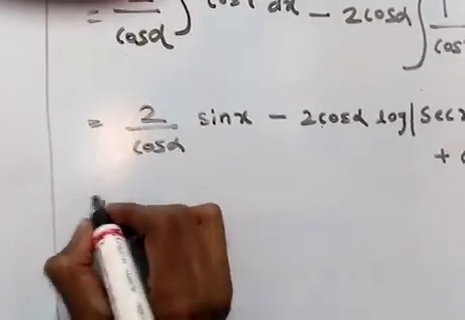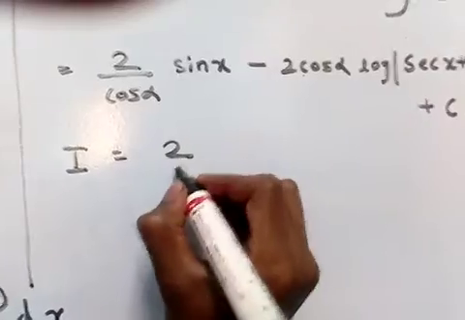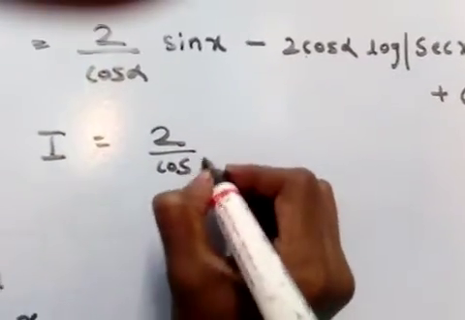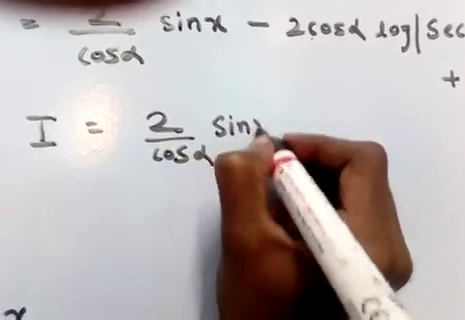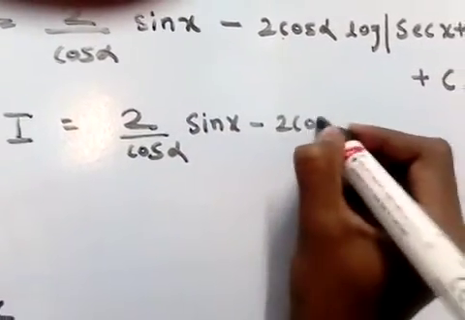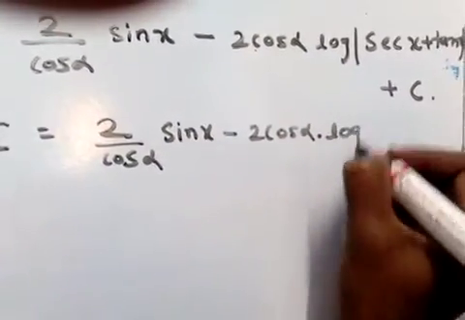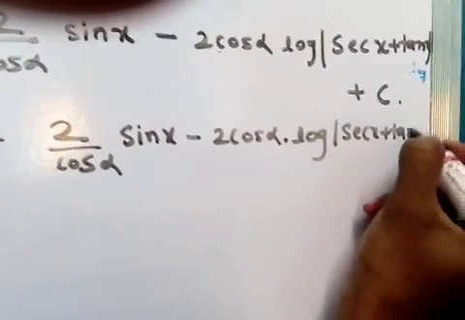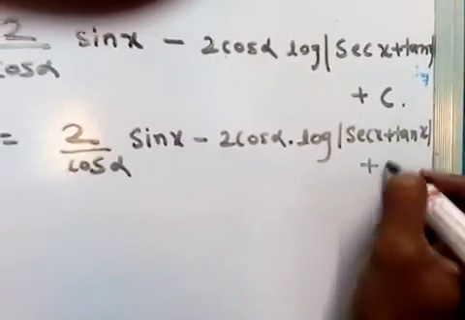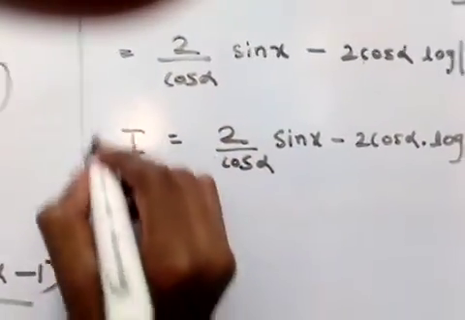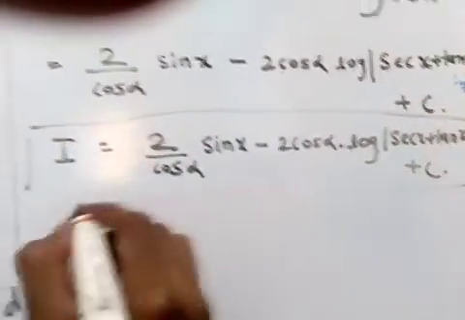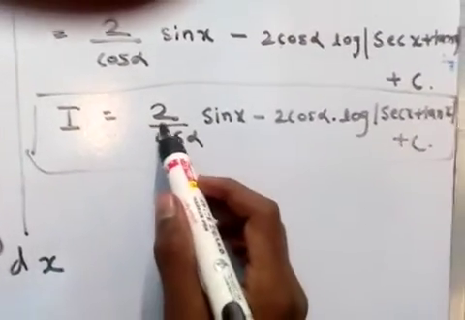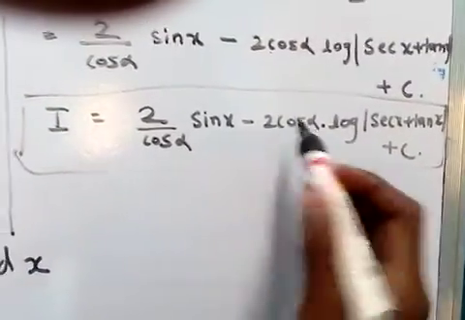So I is equal to 2 upon cos alpha into sin x minus 2 cos alpha into log of mod of sec x plus tan x plus c. You can also simplify further. As it is 1 upon cos alpha, it will be sec alpha over.